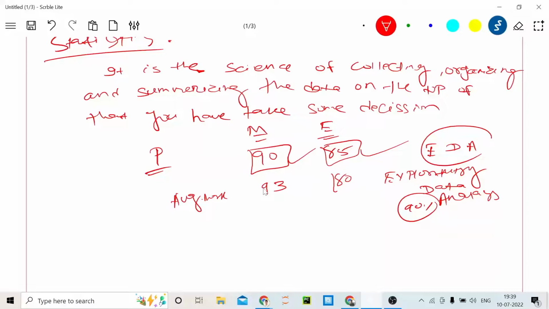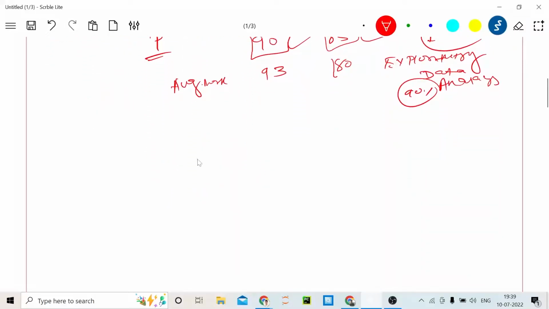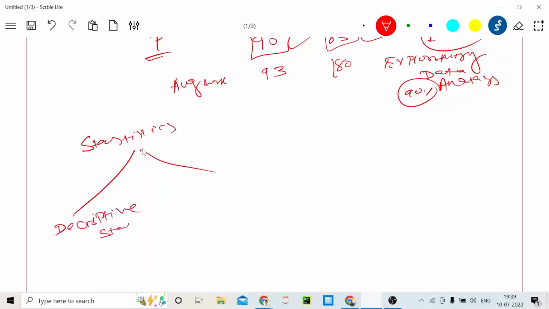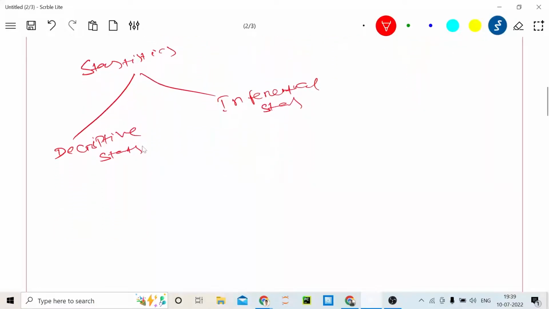Actually, statistics is divided into two types: one is descriptive statistics and one is inferential statistics. What is descriptive statistics and what is inferential statistics? All the concepts I am going to teach you in the statistics classes, it may take 5 to 6 classes to complete statistics, but everything comes under descriptive and inferential.